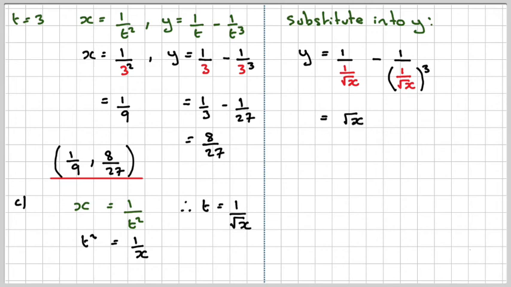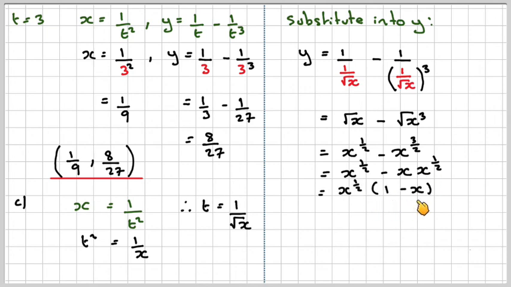And if we keep, change, flip, that means the root x goes to the top, so we get root x minus root x cubed, which we could write as x to the half minus x to the 3 over 2. Because we've got to factorize it, we split up x to the 3 over 2 as x times x to the half, and then we have a common factor of x to the half, and then we're left with 1 minus x. So the Cartesian form of the equation is y is equal to the square root of x times (1 minus x).